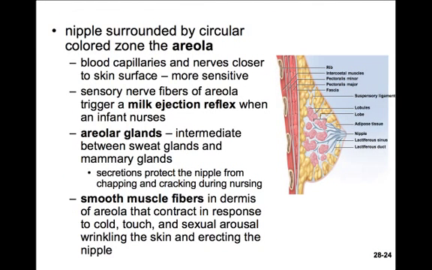The nipple is surrounded by a circular, slightly pigmented zone called the areola. It's got a higher density of capillaries and nerves that are closer to the skin surface, which makes it very sensitive. This extra sensitivity of nerve fibers in the areola is what triggers the milk ejection reflex as an infant nurses. There are areolar glands, which are intermediate between sweat glands and mammary glands. They produce secretions that protect the nipple from chapping and cracking during nursing.